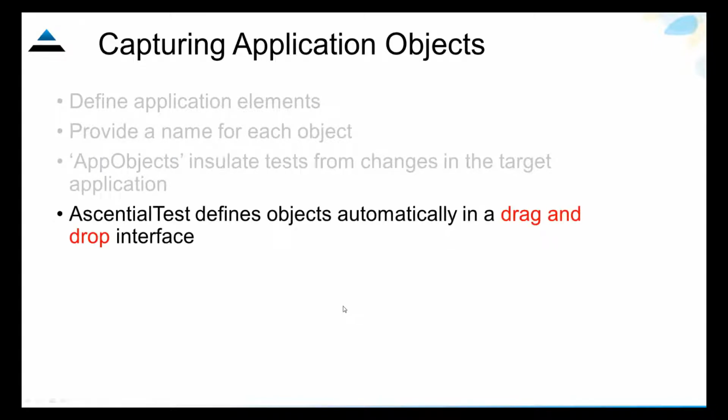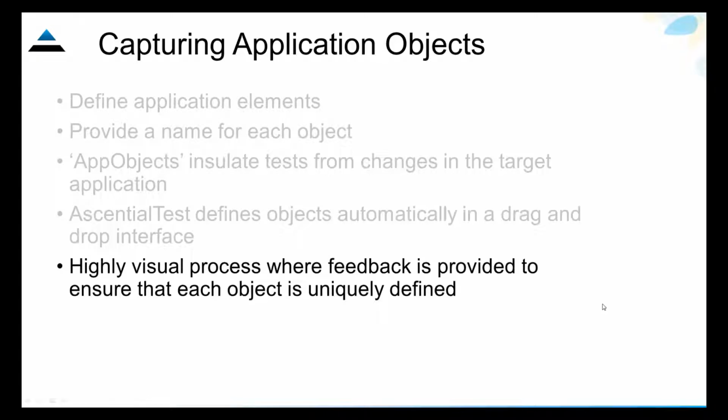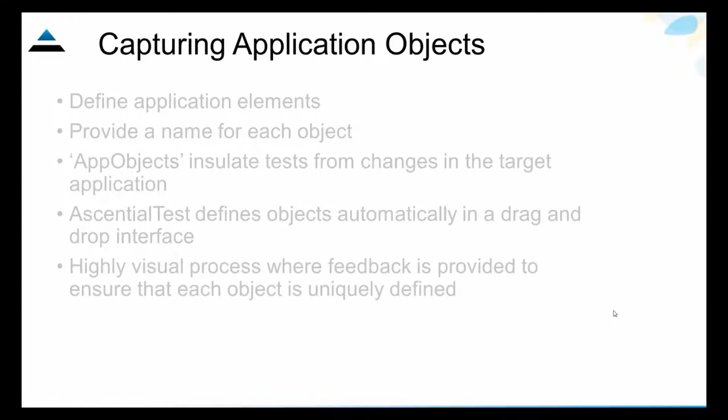What that means is that if the target application changes, you can go to one place and change the definition so that your tests are not impacted by that change. Now you'll see in a moment that AscentialTest defines these objects automatically in a drag and drop interface. It's a highly visual process where feedback is provided to ensure that each object is uniquely defined.